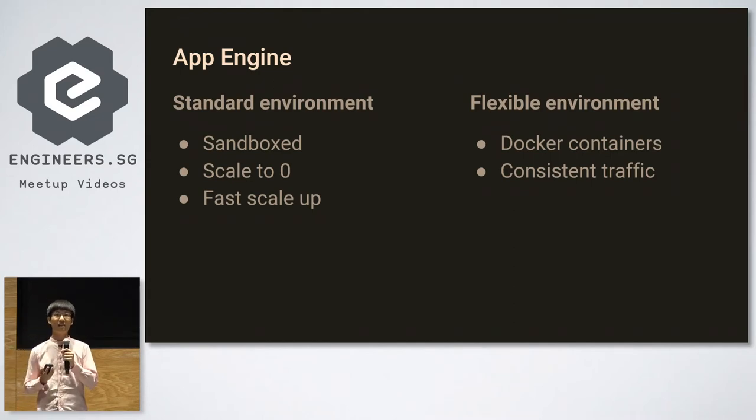For my case, I used the standard environment because of the main differences between these two. The main reason is that the standard environment can scale down to zero, which means that when I receive no traffic, I'm not paying anything. That was one of my priorities. On the other hand, the trade-off is that code that runs in the standard environment is subject to many restrictions, such as its sandbox, which means it cannot do things like write to the file system, and it only supports four runtimes: Python, Java, Go, and PHP. On the other hand, the flexible environment uses containers, so you can deploy whatever you want into it, and is more designed for consistent traffic.